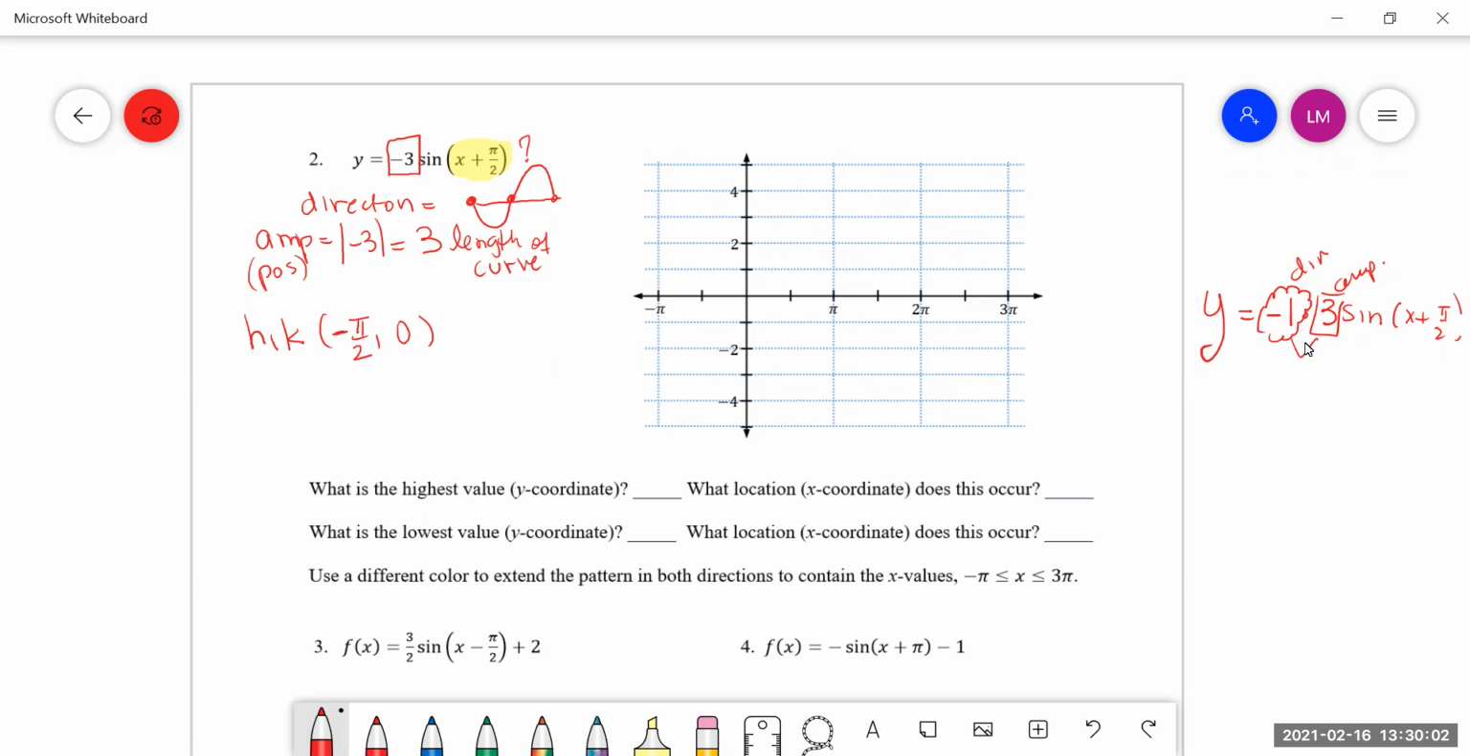But Ms. Myers says that's positive. But come on, guys, by now we know: what value would I put in for x here to get a zero back to my parent function? It would be the opposite of pi over 2. Okay, all right, so we have our starting point. Let's go ahead and put that in there.